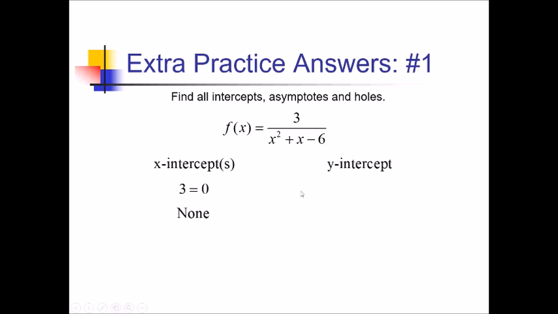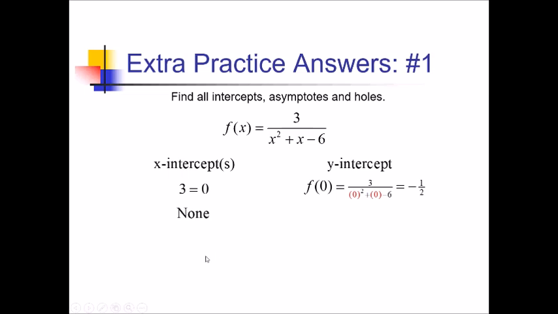For y-intercepts, we have to plug 0 in for all the x's in f of x. If we do that, we still have 3 in the numerator. In the denominator, everything zeroes out except for negative 6. So we end up with negative 1 over 2 if we reduce that.